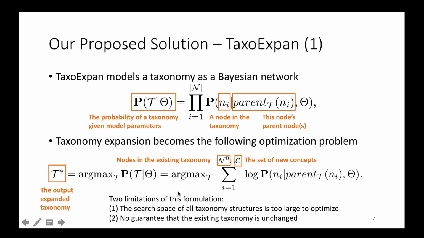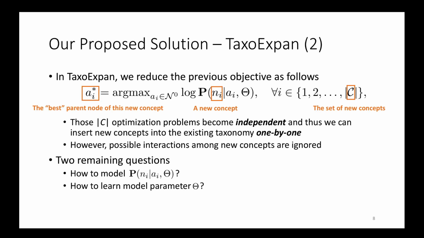However, this formulation has two limitations. First, the search space of all taxonomy structures is too large to optimize. And the second, there's no guarantee the relations in the existing taxonomy are kept unchanged. So that may not be good. And therefore, in TaxoExpan, we reduce the previous optimization problem in two steps.